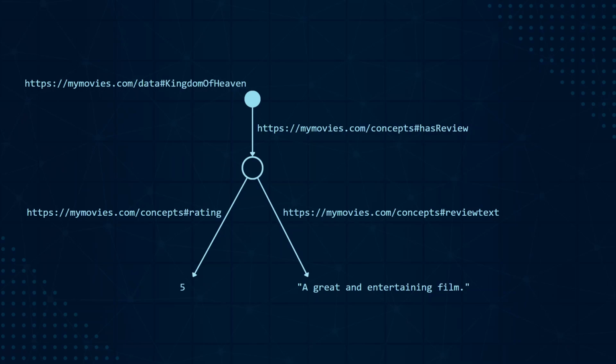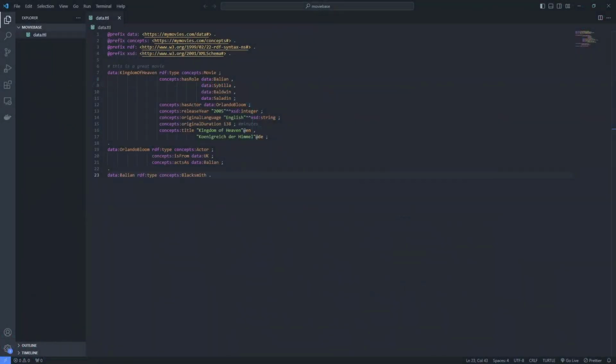A blank node is a resource without a URI. It is also called an anonymous resource. In RDF, a blank node can only be used as subject or object. I will show you now how to model a blank node in the RDF Turtle syntax. Adding a blank node to our graph is fairly simple. Let's add a review to our movie Kingdom of Heaven.